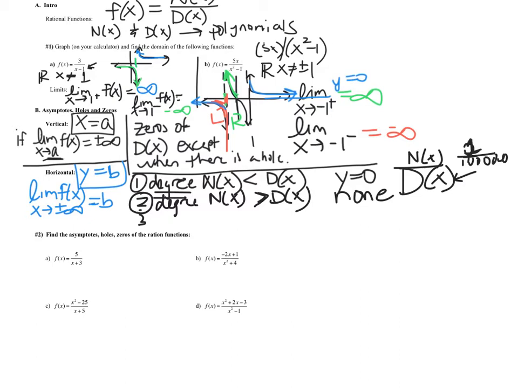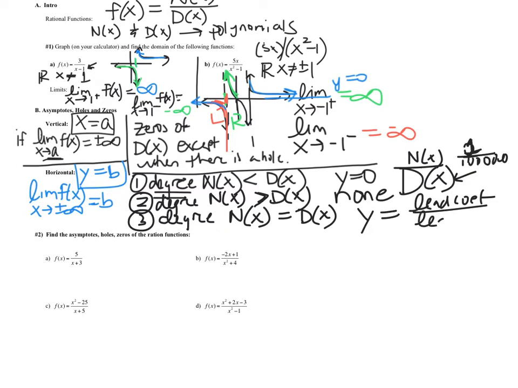All right, the third one, number 3, is when their degrees are equal to each other. So the degree of n of x is equal to the degree of d of x. And when you get that, this one's actually the one everyone kind of remembers, you get a horizontal asymptote that's equal to the leading coefficient of the numerator over the leading coefficient of the denominator. Okay? And that's what you get. So those 3 things can happen there. You get y equals 0, you can have none, or you get the leading coefficient over the leading coefficient.